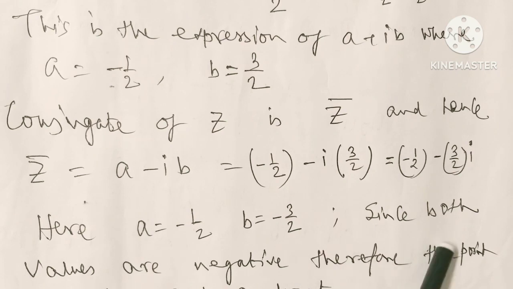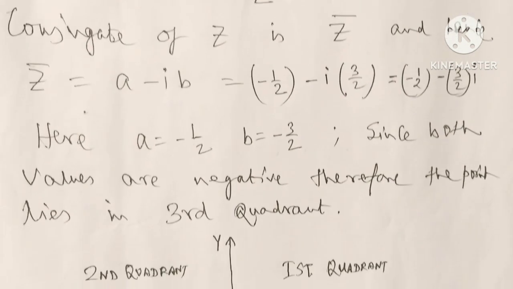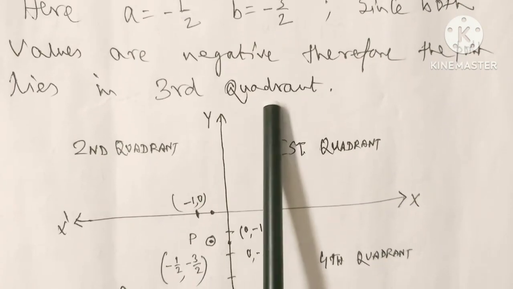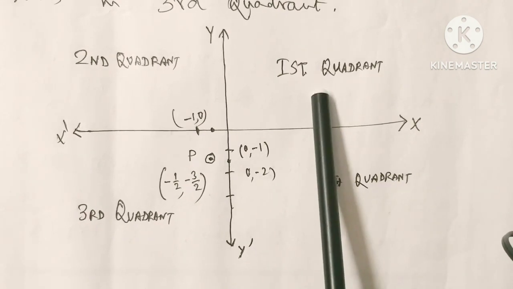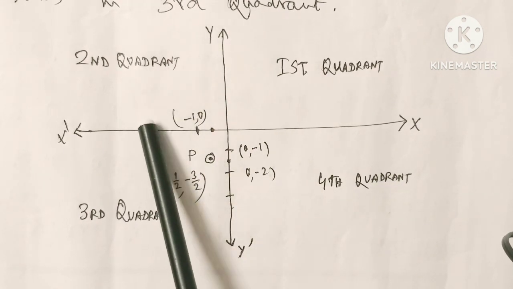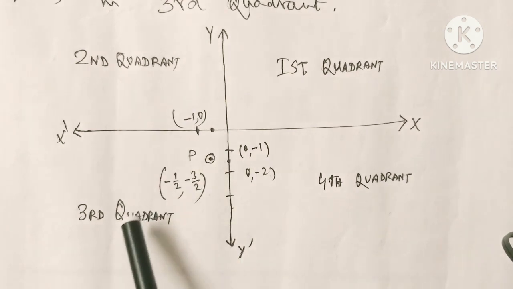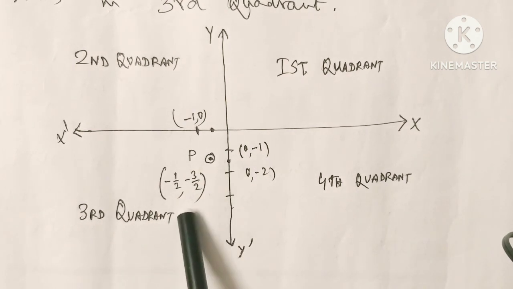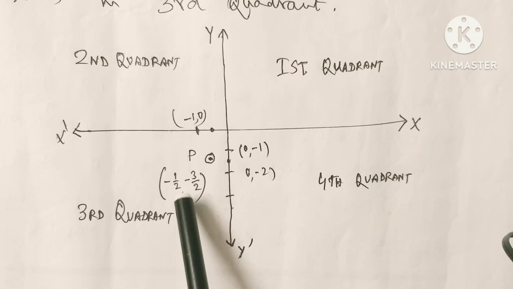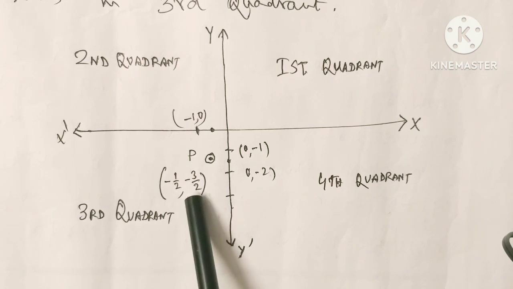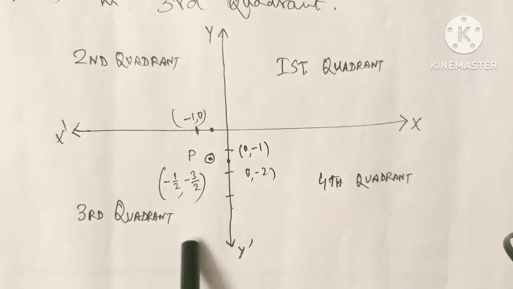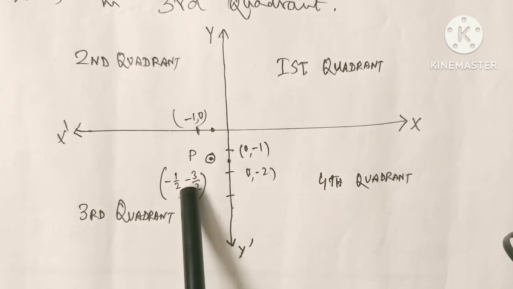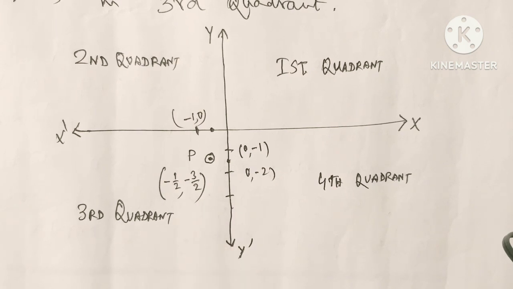Since both values are negative, the point lies in the third quadrant, and by the following figure we can establish this. First quadrant all positive, second quadrant x negative, y positive, third quadrant both x and y are negative, and here we place minus half, the point P, minus half, minus 3 by 2. Therefore this conjugate expression lies in the third quadrant as the point P, minus half, minus 3 by 2.